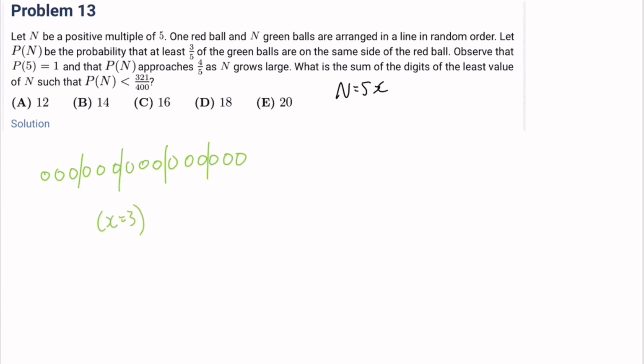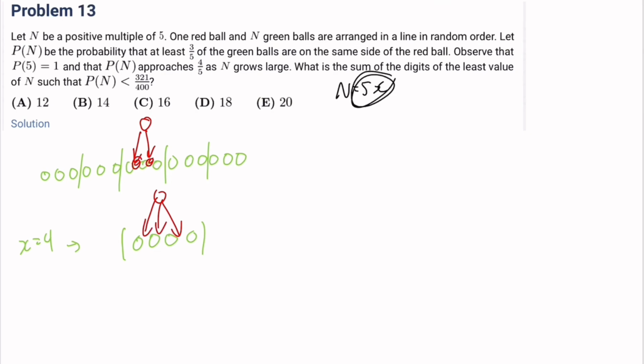And so for Pn to not happen, so for at least 3/5 of the green balls on the same side of the red ball, for that to not happen, then the red ball has to go inside here, so either here or here. So that's just 2 ways. And if x equals 4, then the middle 4 are going to be like this, and the red ball is going to have to go somewhere between here. And so we're just doing complementary counting.